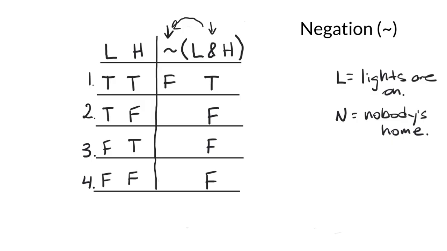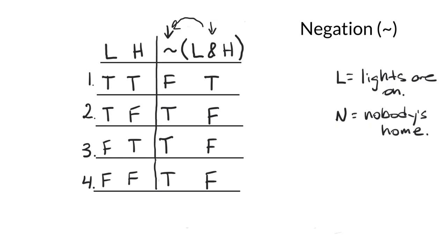And so we just flip the truth values on each row. In row 2, where the conjunction is false, the negated conjunction is true. In row 3, where the conjunction is false, the negated conjunction is true. Same thing for row 4.